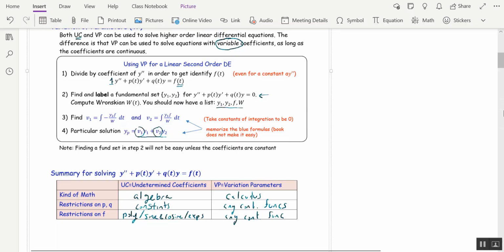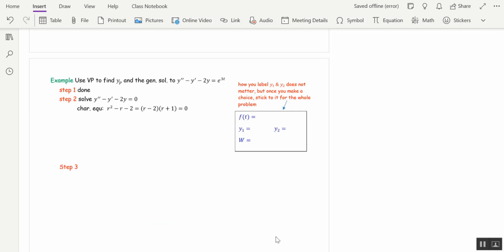Okay, so let's look at some examples. In this first example, I want to use VP to find both a particular solution, yp, and the general solution to this differential equation. Now you could use undetermined coefficients on this because the coefficients are constant and the driving function is e to the 3t. So when we're done, you might want to try UC on that and see that you get the same answer.